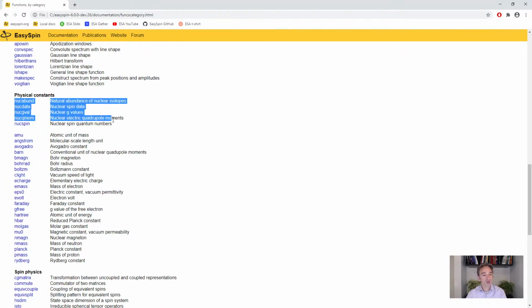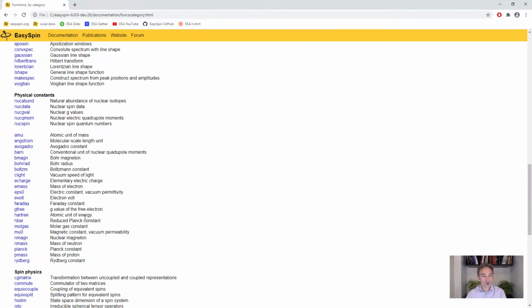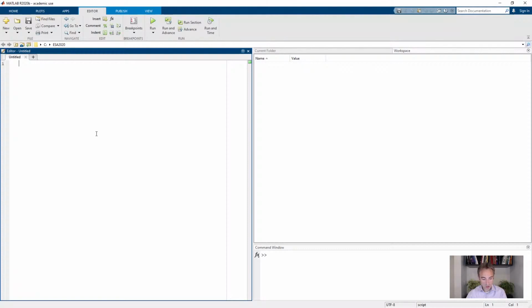So you do have a complete isotope database in there, which you can explore, but you can also use it programmatically. And then many of the useful typical physical constants used in EPR are included. First and foremost, of course, the reduced Planck constant, the actual Planck constant, the g value of the free electron, and so forth. Let's see how these things can be used.